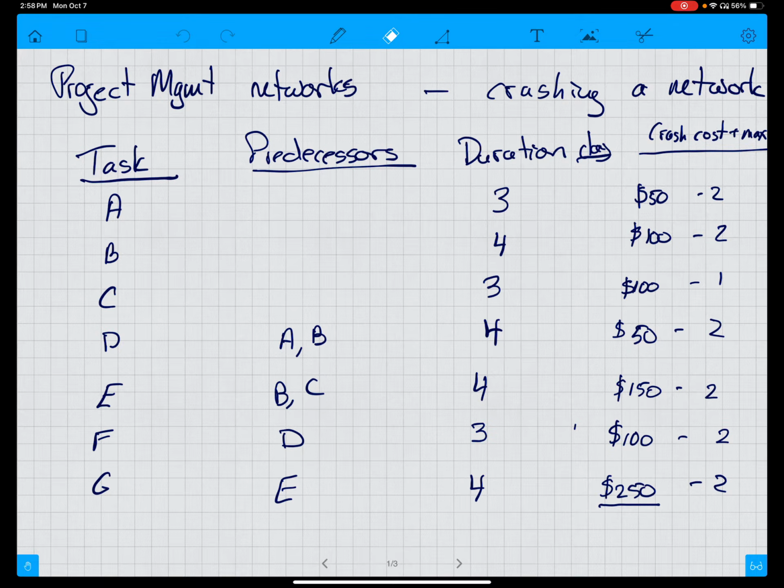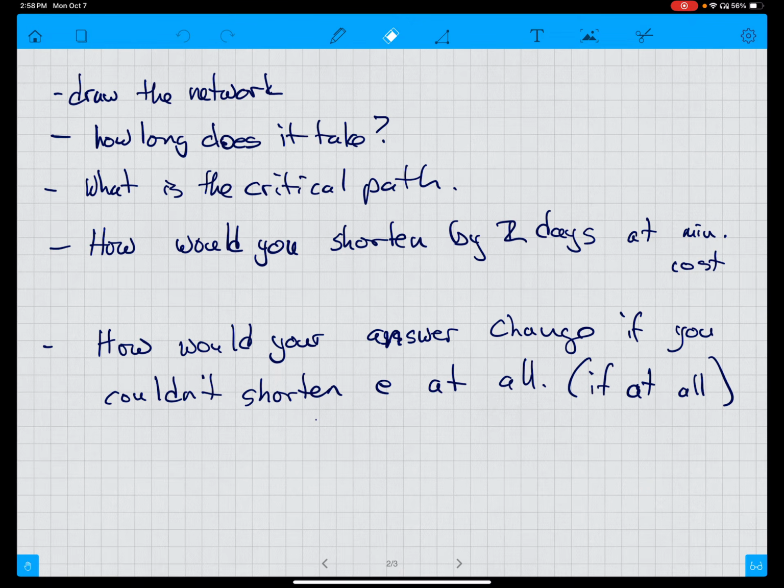So from there, what questions could we ask? Draw the network. How long does it take? What is the critical path? How would you shorten by 2 days at minimum cost? And how would your answer change if you couldn't shorten E at all? And then the answer, of course, depends on whether you can shorten it at all.